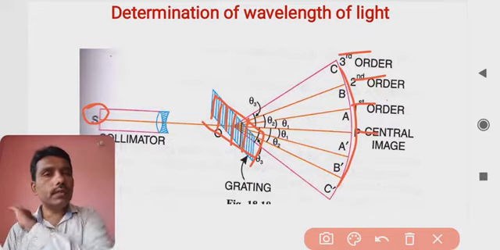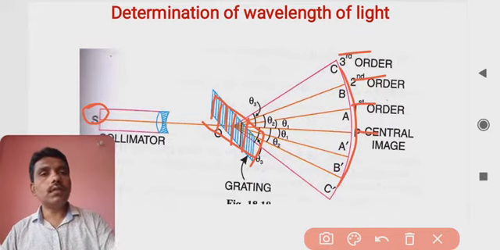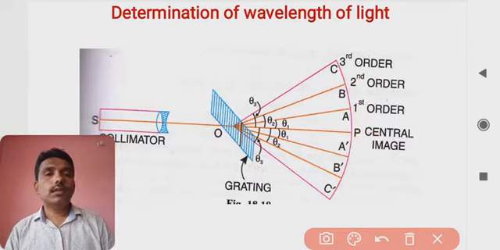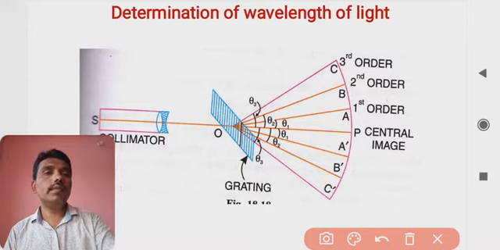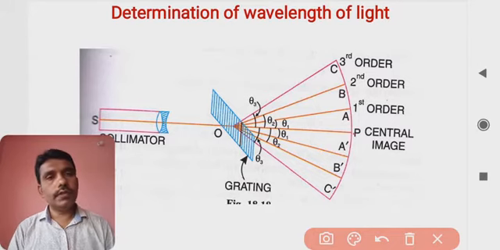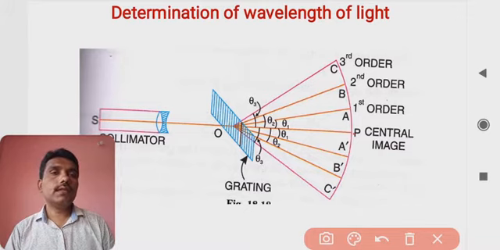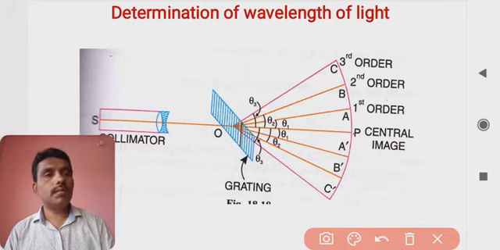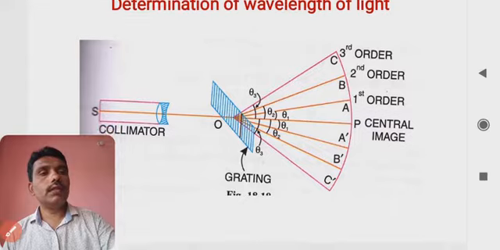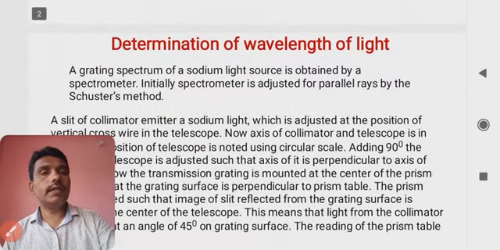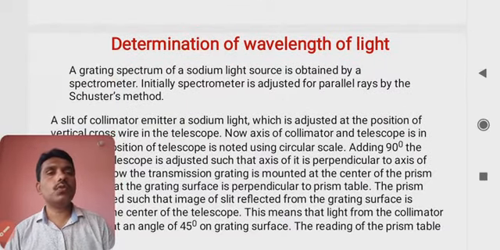So in this case, the sodium light is the incident source of light. Through the collimator, the light is incident on the slit, and then the pattern will be seen on your telescope. Now the experimental arrangement is like this, and the grating spectrum of the sodium light source is obtained by a spectrometer.